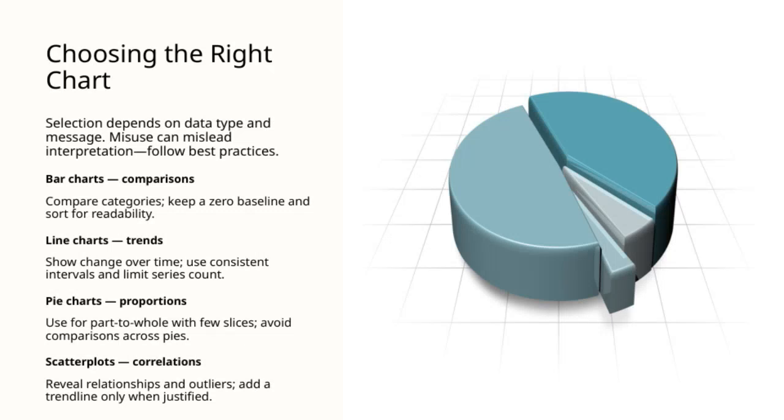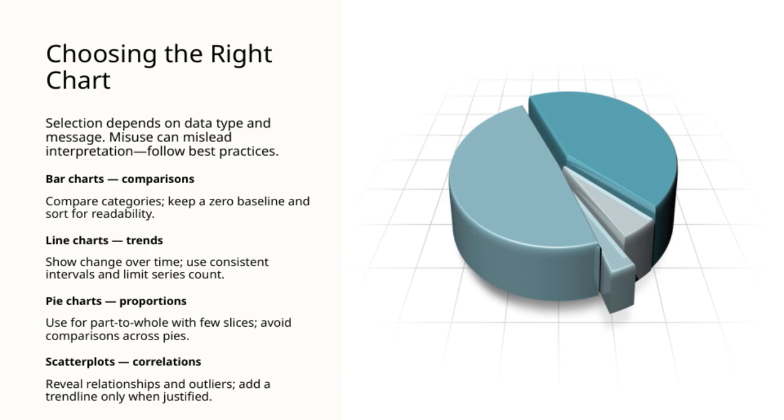When choosing the right chart, it's important to understand what each type is best suited for. Scatterplots are great for revealing relationships and outliers, but you should add a trend line only when it makes sense, such as when highlighting a clear pattern. They work well for part-to-whole comparisons with a few slices, but avoid using them for comparing across different pie charts. Pie charts, on the other hand, are ideal for showing proportions and how they change over time, especially if you keep the series count limited and use consistent intervals.